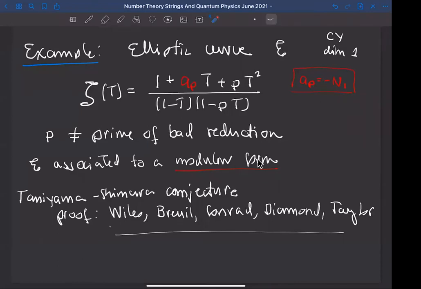But the point is that with this information, I can say that elliptic curves are associated to modular forms. This is the Taniyama-Shimura conjecture, with the proof given by Breuil, Conrad, Diamond, and Taylor, famously, in relation to the proof of the Fermat conjecture.